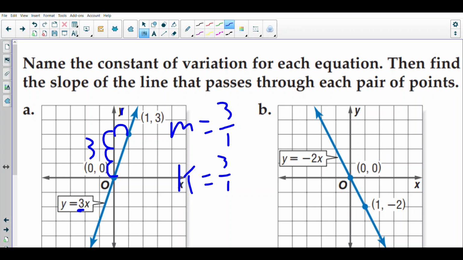So here, we see y equals negative 2x, so our k is equal to negative 2, and then we follow the same thing. For our slope, we count the rise down 1, 2, so negative 2 over 1. So our m is also equal to negative 2 over 1, or negative 2. So that's showing that slope and constant of variation are the same thing.